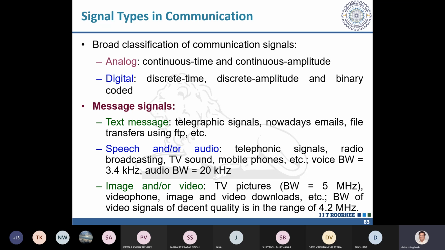Message signals, text messages. We started with telegraphic signals. That time it was text which we used to transmit. And how we used to transmit, as I said, we used to transmit it.